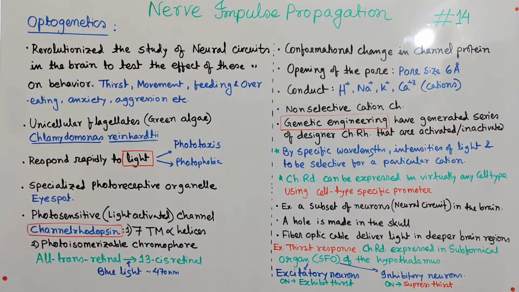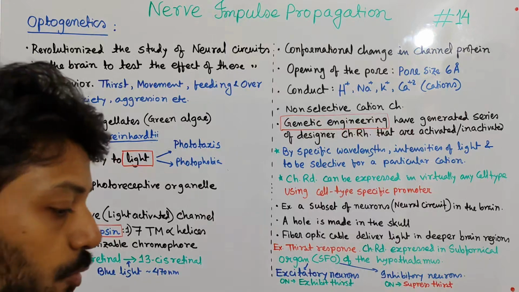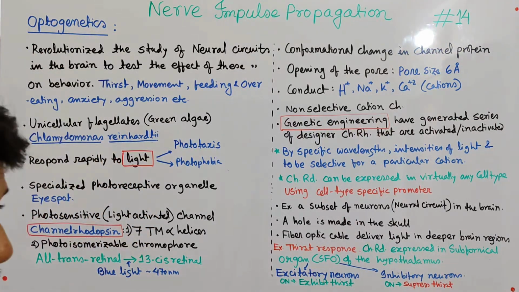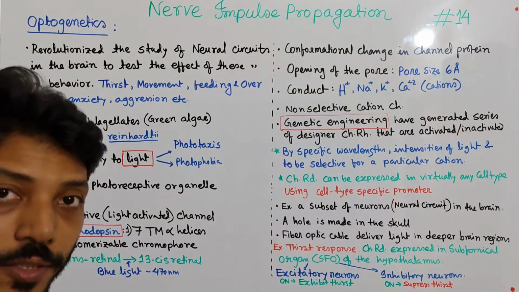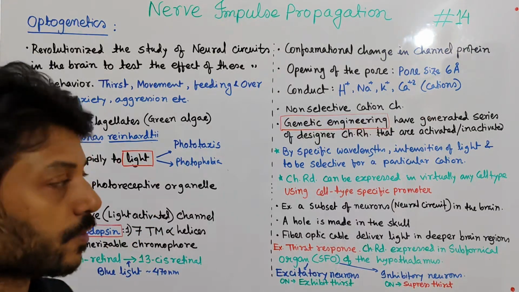Now, the whole story of optogenetics began from a unicellular flagellate, a green alga called Chlamydomonas reinhardtii. This organism responds rapidly to light. See, light is coming into this context. This organism can respond quickly to light, and they show two types of movement. One is called phototaxis, when they move towards the light, and the other is photophobia, when they move away from the light.